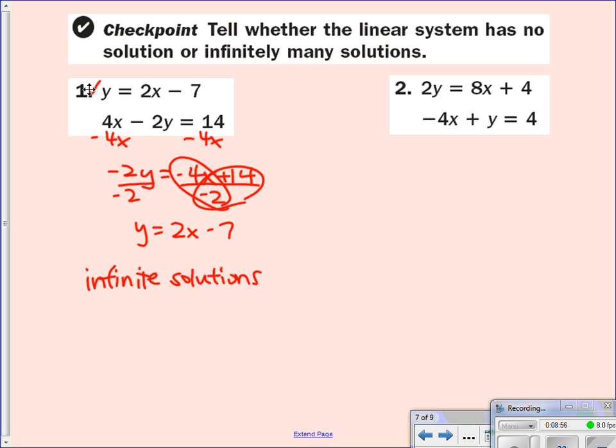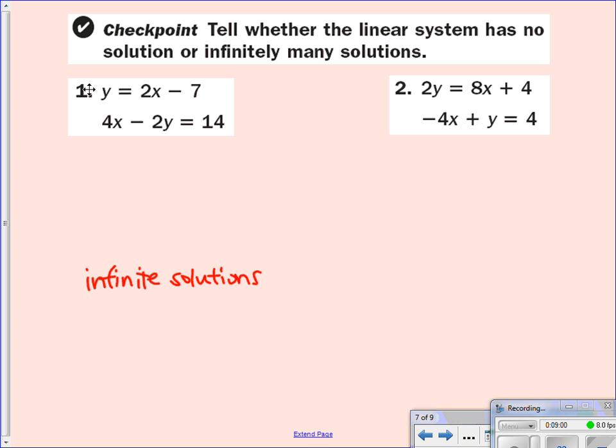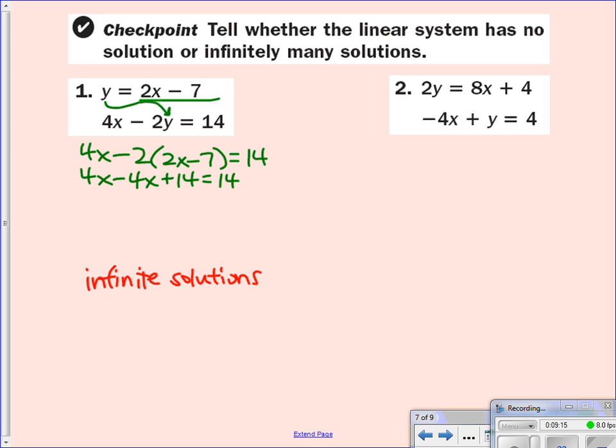I could have done it this way. I could have done this. Y equals all of this. So 4x minus 2 times 2x minus 7 equals 14. Distribute: plus 14 equals 14. And this is 14, a true statement.